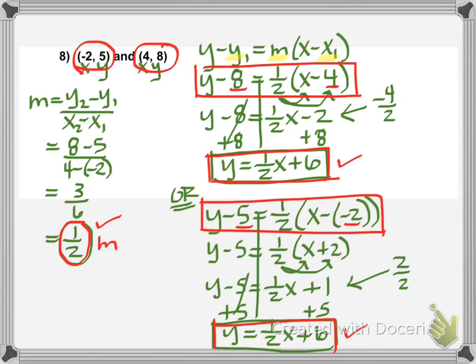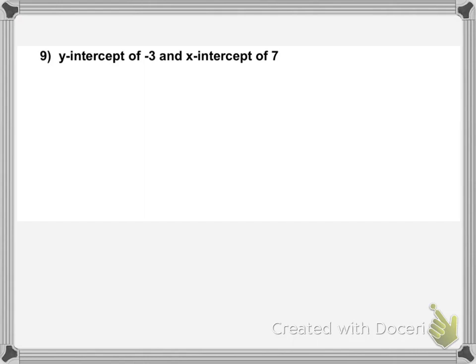Got one more. All right, in this last one, the y-intercept is -3 and the x-intercept is 7. So we need to write those as ordered pairs. Remember, the y-intercept is where x equals 0, so that's going to be (0, -3). The x-intercept is where y equals 0, so that's going to be (7, 0). So let's go ahead and use those two points to first find the slope. If you would like to pause and do this on your own, you totally can.